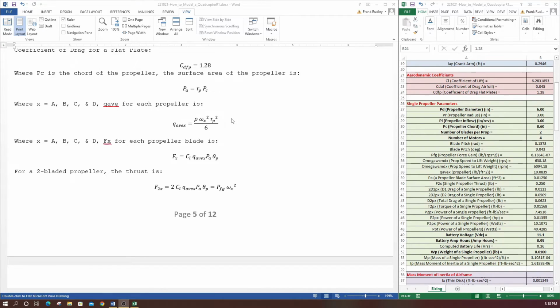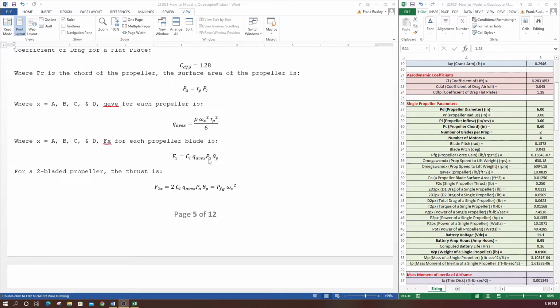Rather than having to do a blade element model, this is a simplification that allows me to compute the average dynamic pressure that each propeller sees. So X could be A, B, C, or D. And where X is equal to A, B, C, D, the force for each propeller blade is a coefficient of lift times the average dynamic pressure times the surface area of the propeller blade. This is like each blade, so this is just for a blade.